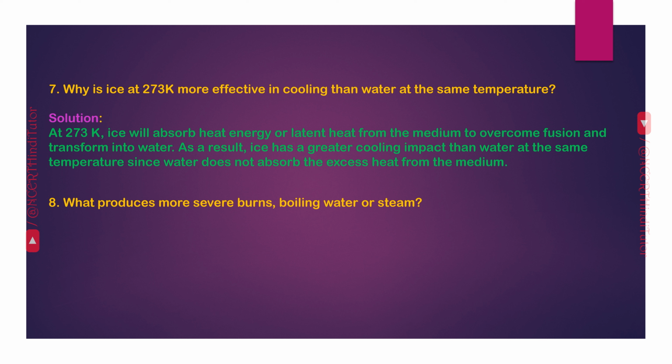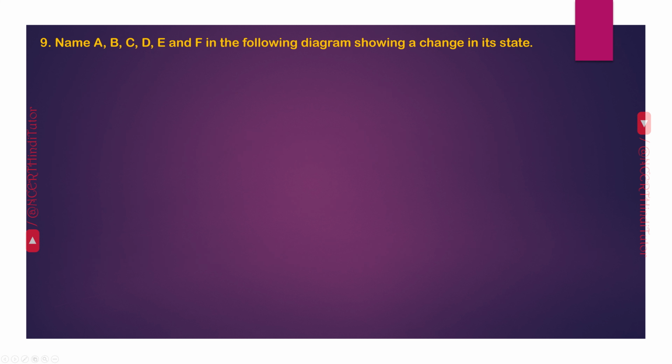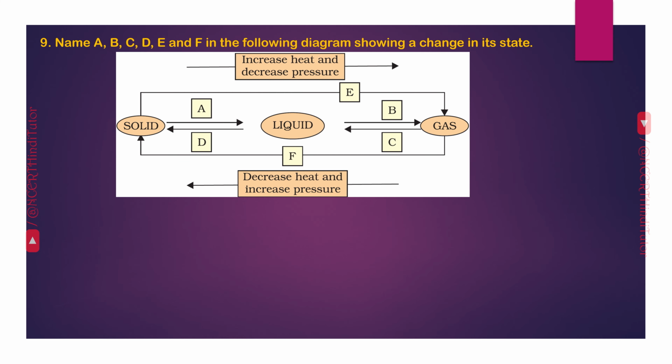Question 8. What produces more severe burns, boiling water or steam? Answer. Steam produces more severe burns. It is because it is an exothermic process that releases a high amount of heat which it had consumed during vaporization.